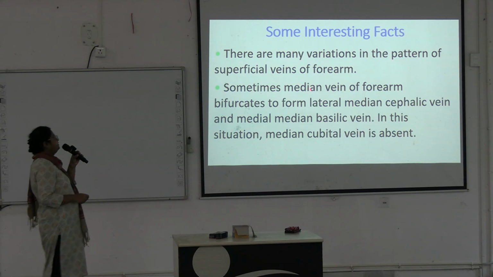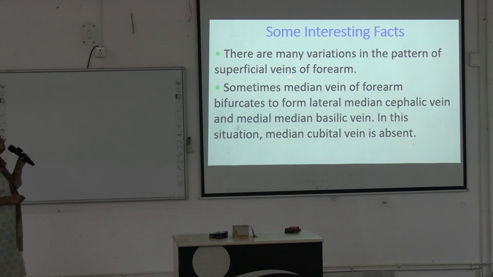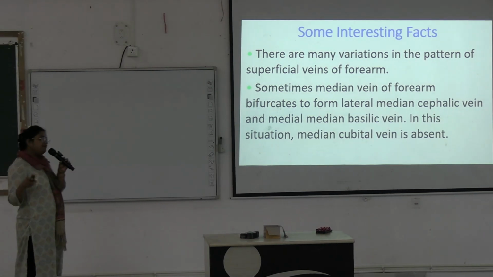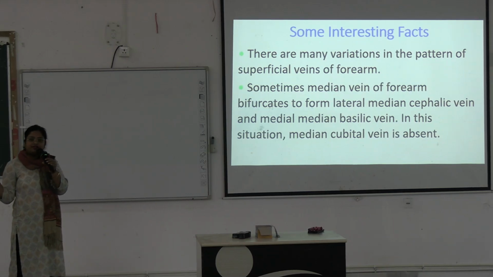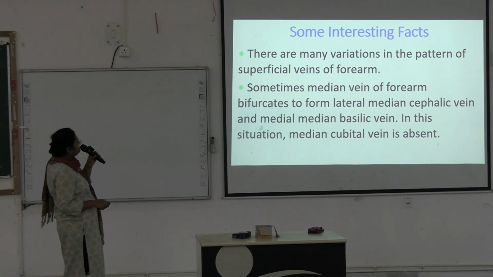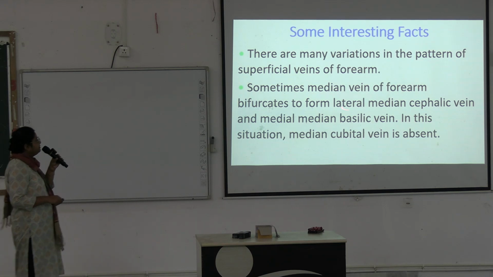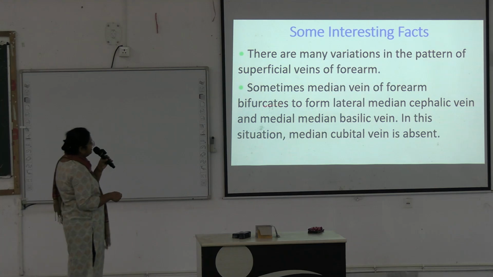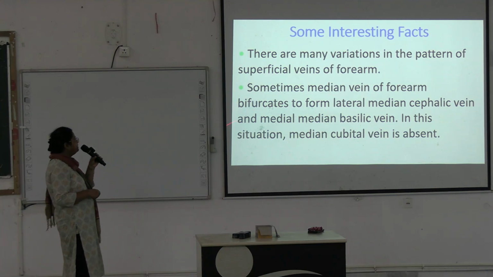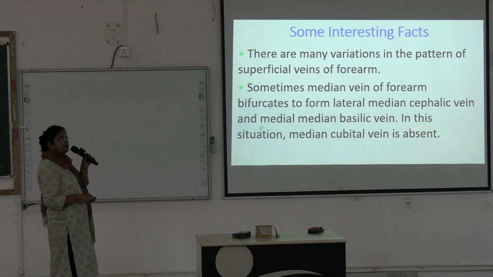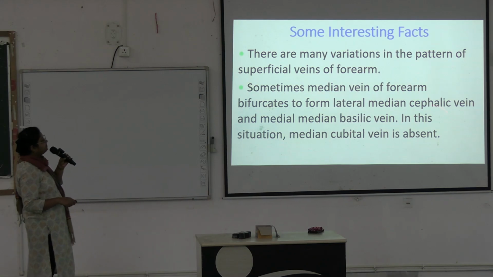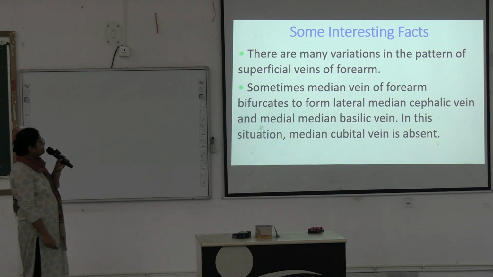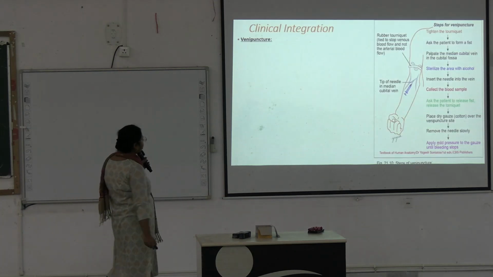Okay, there are many variations in the pattern of the superficial veins of the forearm. Okay, location is not same in all the individuals. There is many variation. Veins have variation in all the regions of the body. Sometimes the median vein of forearm which was lying anterior aspect of the forearm, it bifurcates to form lateral median cephalic vein and medial median basilic vein. And in this situation, median cubital vein is absent. Okay, next.